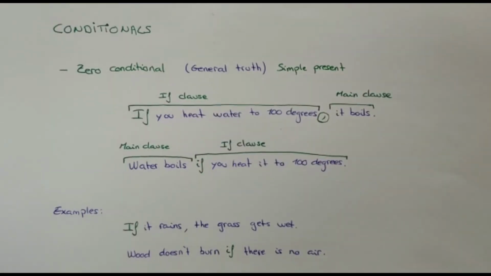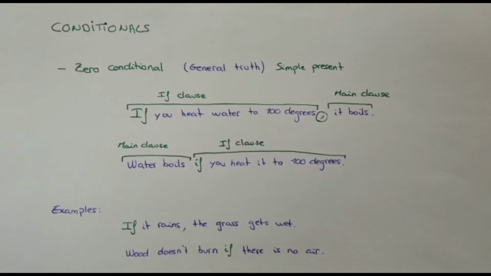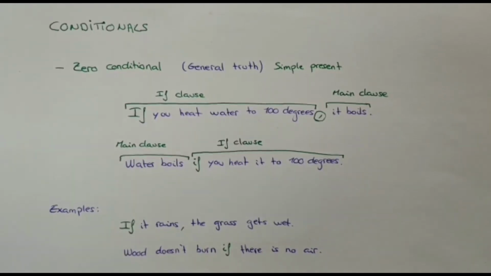So we have here the zero conditional. The name is zero conditional. We use it with general truth or things that always happen. A zero conditional sentence consists of 2 clauses. The first, an if clause and a main clause. You can use if or when and the meaning will be the same.